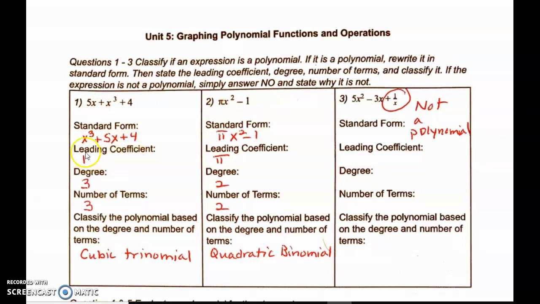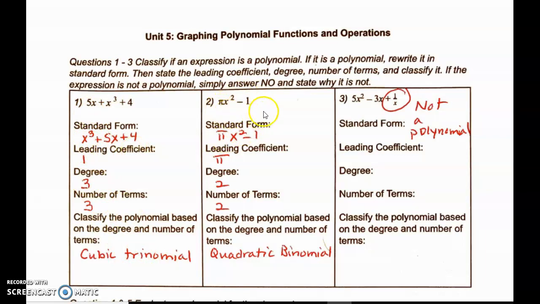The leading coefficient is the number in front when in standard form, so here that's 1. The degree is the highest exponent, so 3, and then the number of terms is 3, because x cubed is a term, 5x is a term, and 4 is a term. I classify this as cubic because the degree is 3, and trinomial because we have 3 terms.